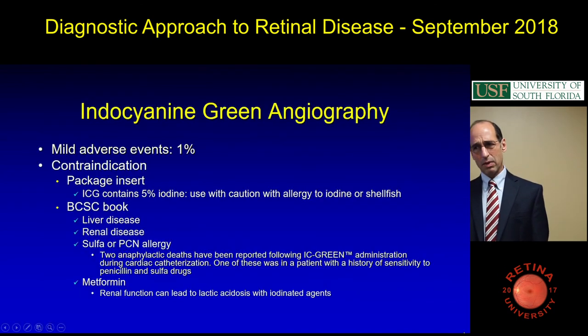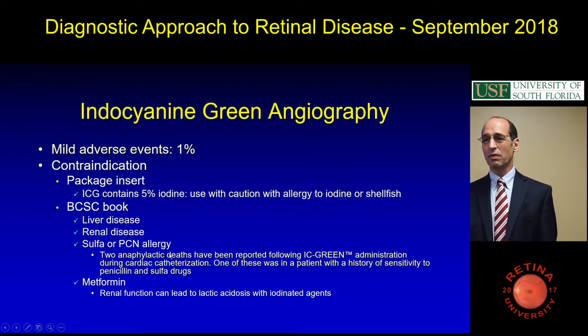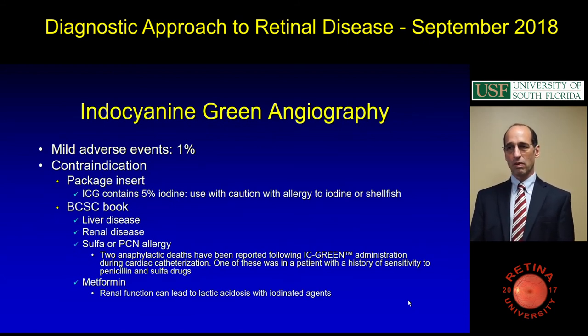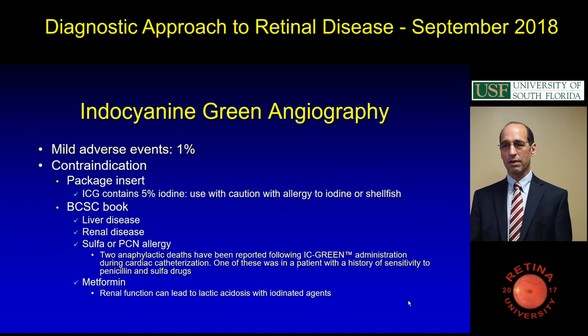Adverse events aren't bad with ICG. It is contraindicated in people with an iodine allergy and shellfish. And in your book, it lists a bunch of stuff: liver disease, renal disease, sulfur penicillin allergy, and metformin. But I've not seen that anywhere outside of the basic clinical science book. So typically in the package insert in practice, we avoid it in people with iodine and shellfish allergies.